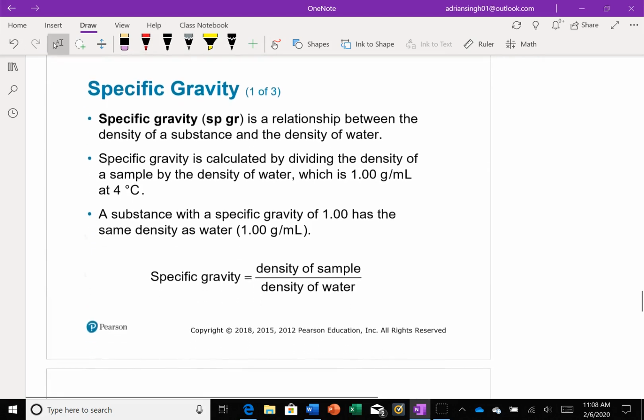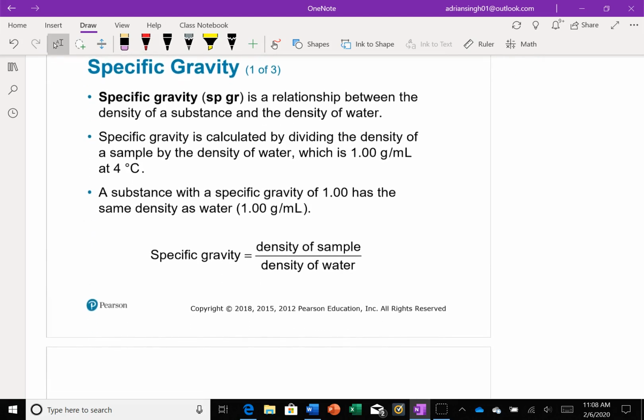So one place, especially in the health field, where you would encounter a derivation of density is when you look at the specific gravity of something. The specific gravity is calculated by dividing the density of a particular sample by the density of water. And the density of water is just 1 gram per mil. So when you divide the density of something by the density of water, you really end up with the same number, right? Because you're just dividing it by 1.